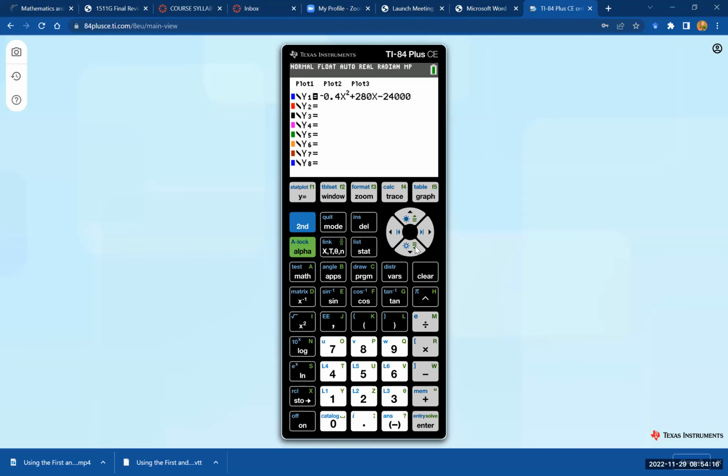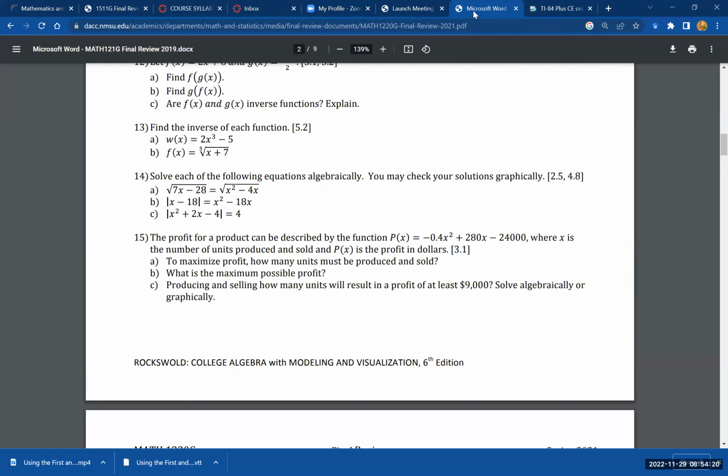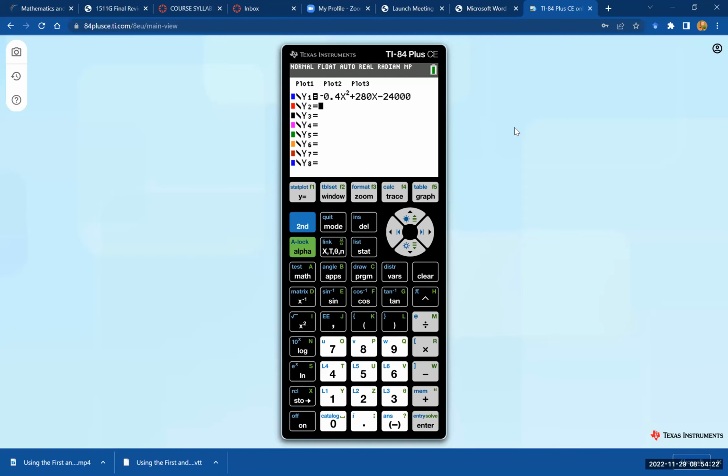24,000. And then over here in the second slot, I'm going to put in the 9,000. So this is where I'm going to put 9,000. And then I just have to find out where these two things intersect, which is going to be a little tricky because I'm going to have to adjust my window quite a bit.